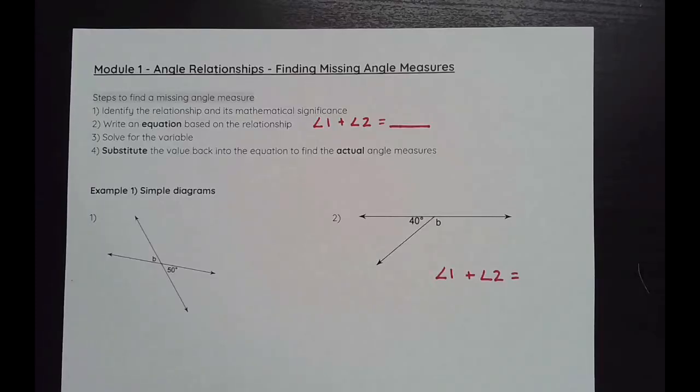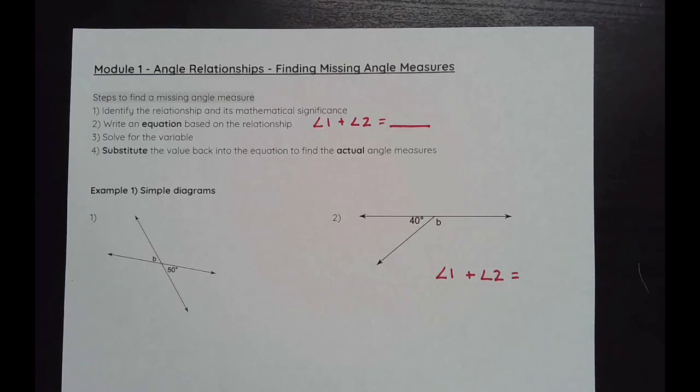In this video, we're going to conclude our module of angle relationships by finding missing angle measures. So we're going to take our angle relationships and move them into something with our equations. So we're going to combine kind of two ideas together. Steps to find a missing angle measure.